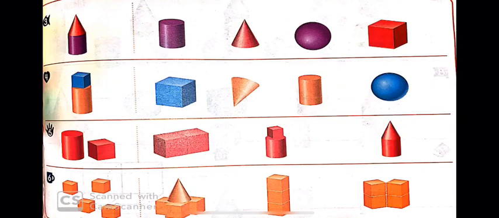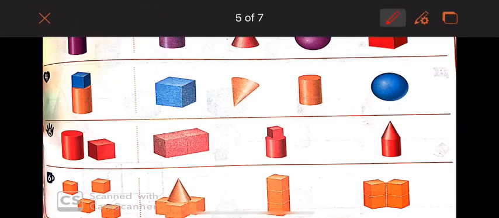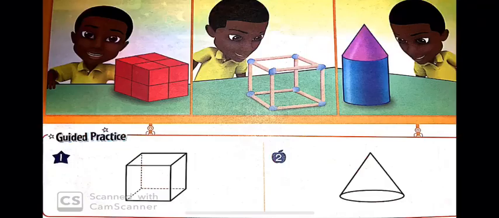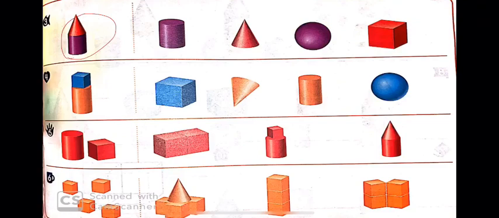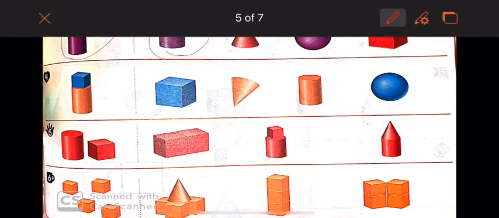So when I look at the shape I have here, which solid figures did I use to build it? I used a cylinder. I used a cylinder and a cone. Did I use a sphere? No. Did I use a cube? No. So I will circle the cylinder and the cone. Now, number 4, the same thing. What did I use here?